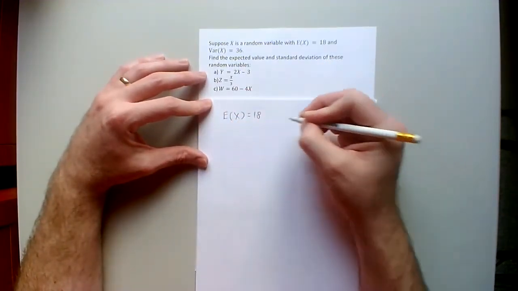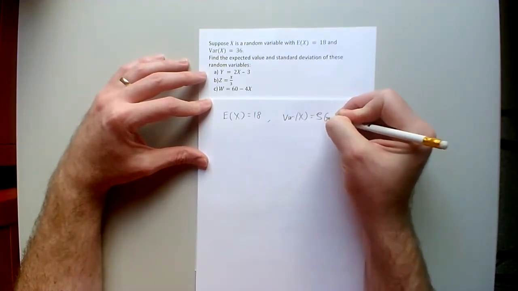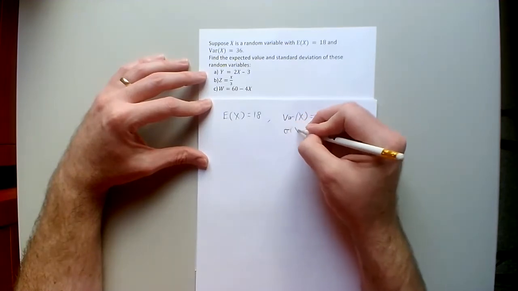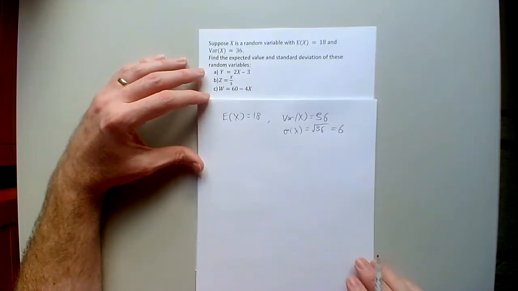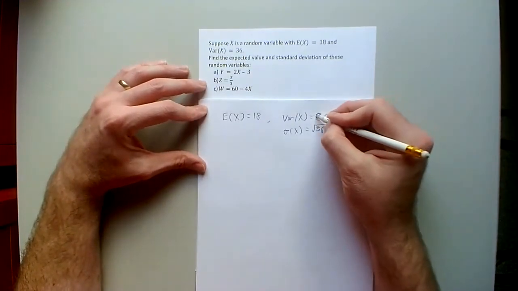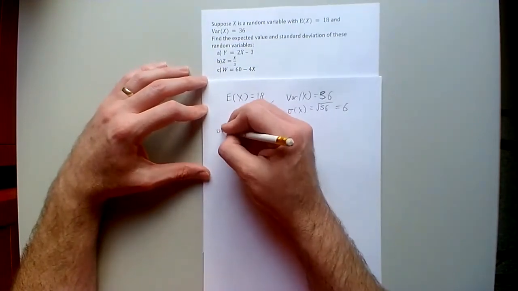The expected value of x is 18. The variance of x is 36, which means that the standard deviation will be the square root of 36, which is 6. Okay. All right, so let's see.